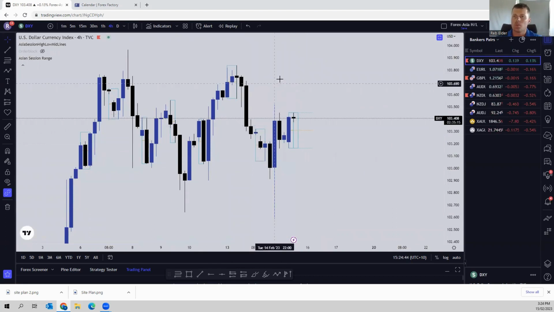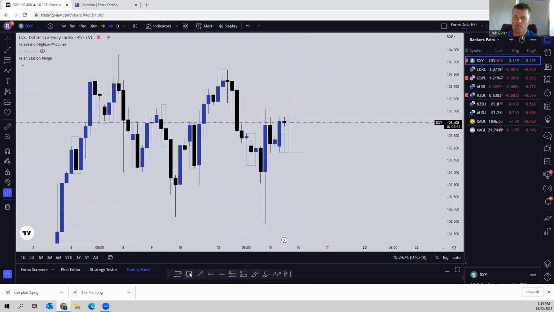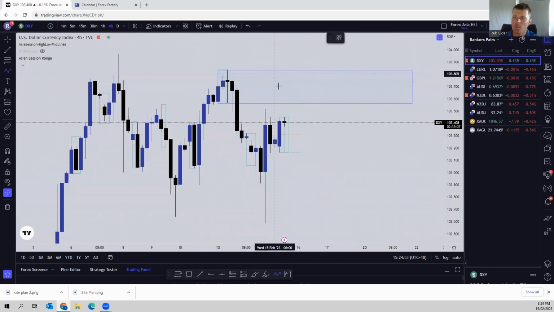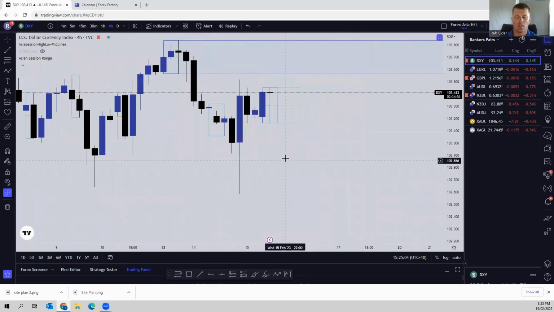So basically what we could be looking for here is a push back up and a retest up around this Asian range up here for a sell-off out of there. And again, that's based on probably the New York session news today. So I'd say we're probably going to see a little bit of consolidation today before moving on.